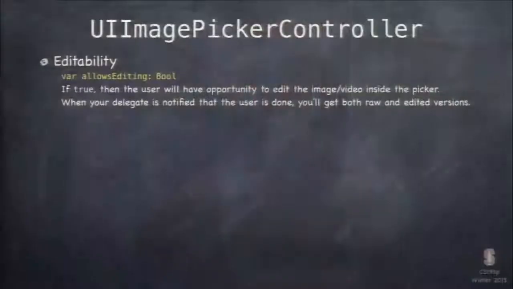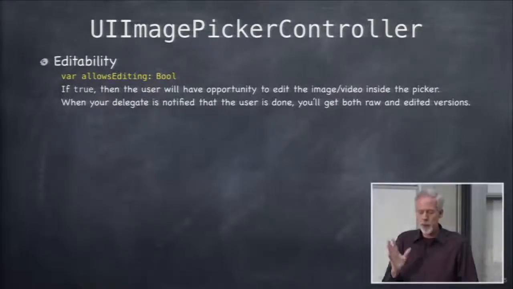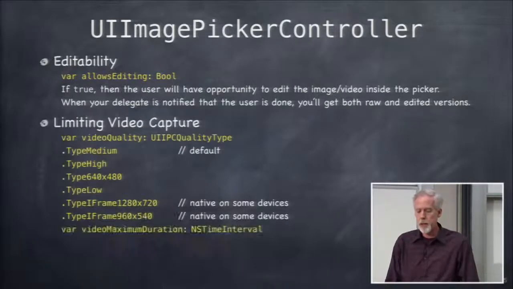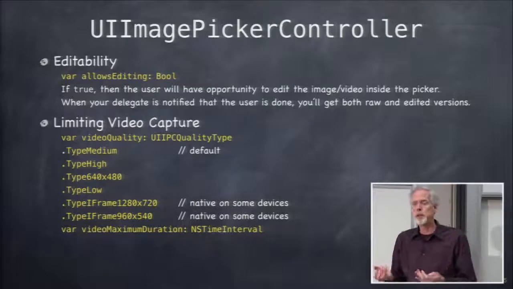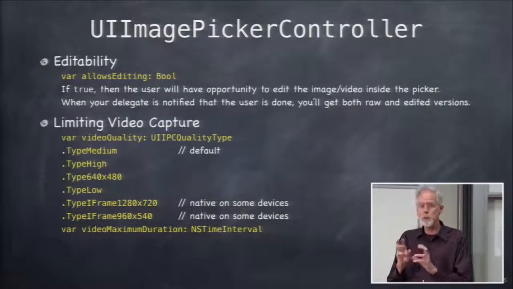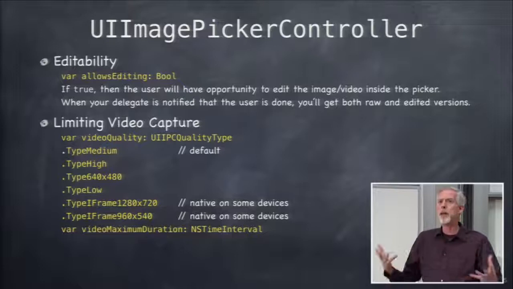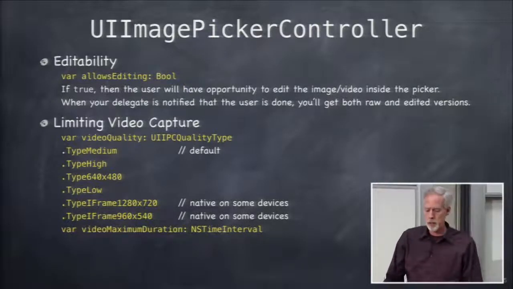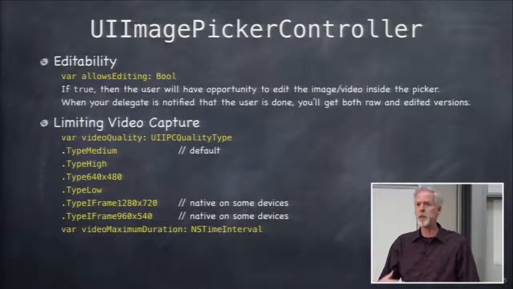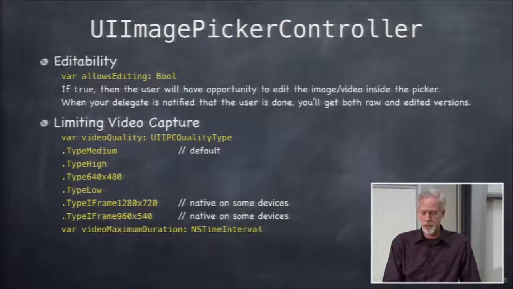There are some other things you can configure with the picker before you put it up. One is editability. That's whether you're going to allow the user to crop the image or edit the video. There's actually a video editor built in there that they can use to edit the video before it returns to your app. You can also limit video capture, for example, to be lower resolution. If you're just doing something that's going to be in a little square somewhere in a web page, you could go low resolution. If it's something that maybe is going to be AirPlayed to a high resolution device or something like that, then you can go for higher resolution. Of course, with higher resolution, you're going to use more memory, et cetera, et cetera.